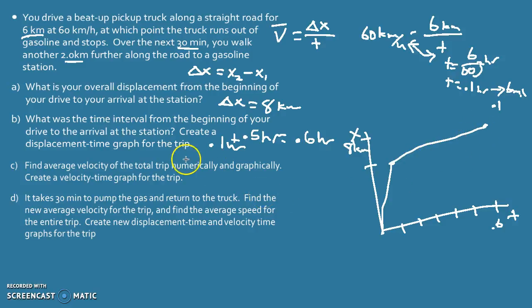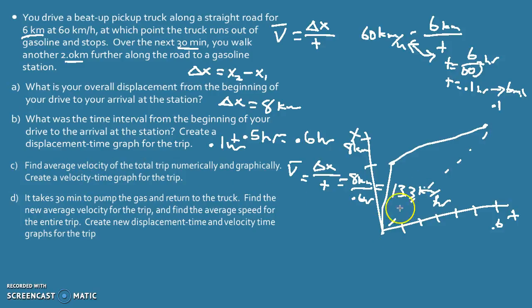The average velocity of the total trip, to do it numerically, would be total displacement divided by the total time. A displacement of 8 kilometers over our total time of 0.6 hours gives us an average velocity of 13.3 kilometers per hour. Then it says to do it graphically, that'd be to find the slope from here to here. That'd be 8 over 0.6 again.